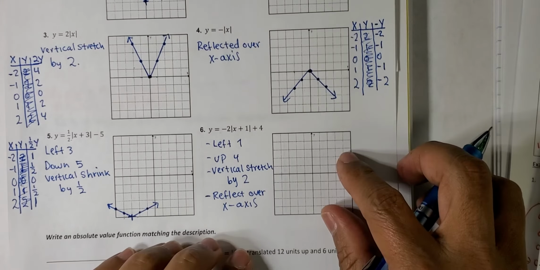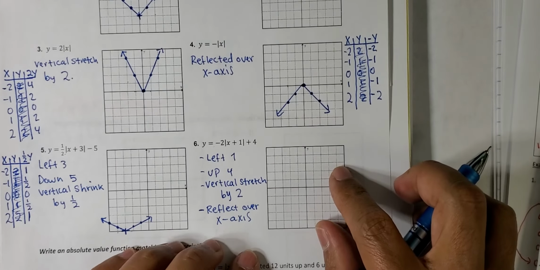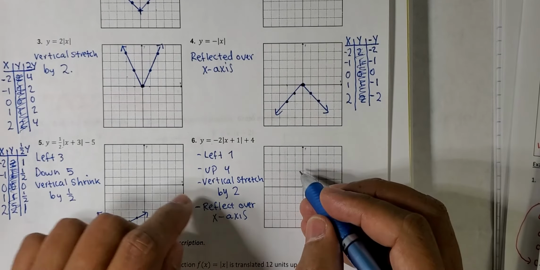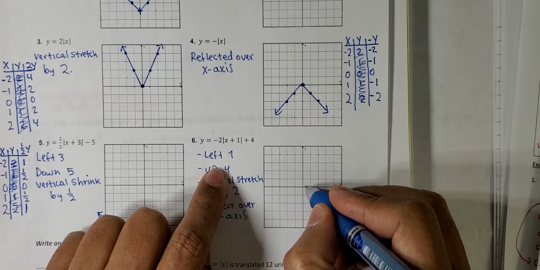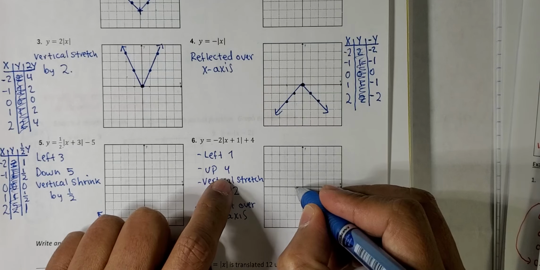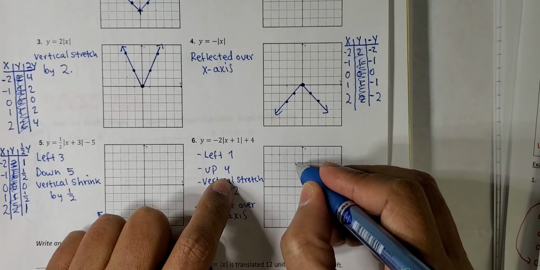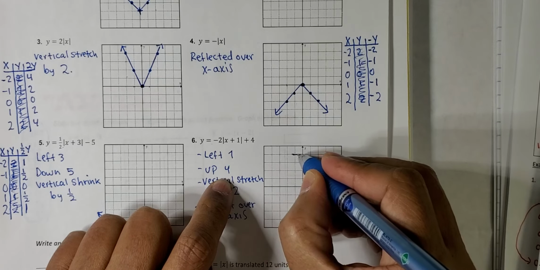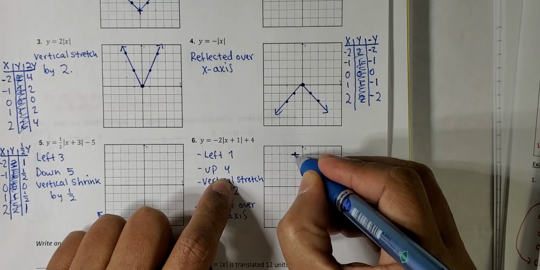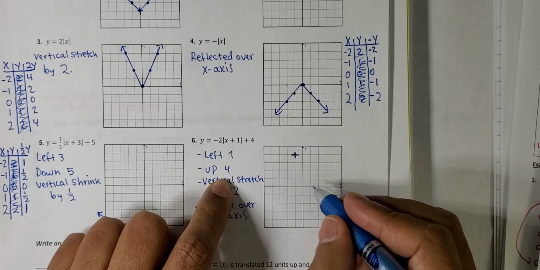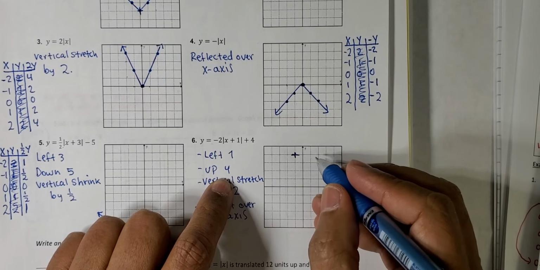All right, so let's go ahead and start with the graphing of this function. So from the origin, we go left 1 and then up 4. So 1, 2, 3, 4, and again I'm going to use a plus sign here to let you know that this graph is being shifted, or it has some transformations being applied.